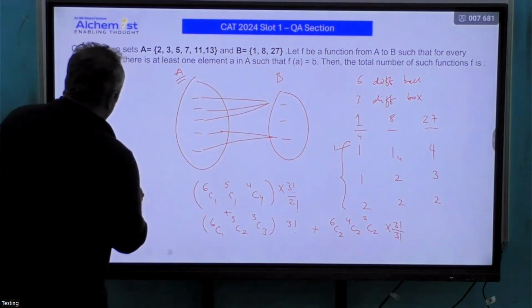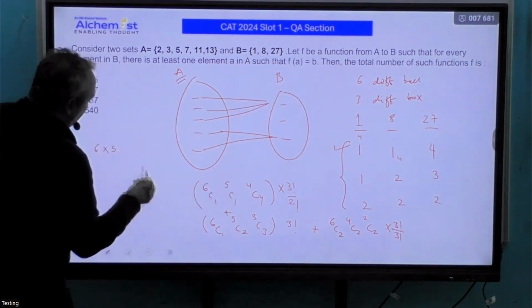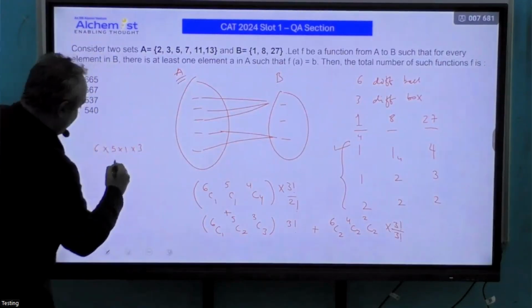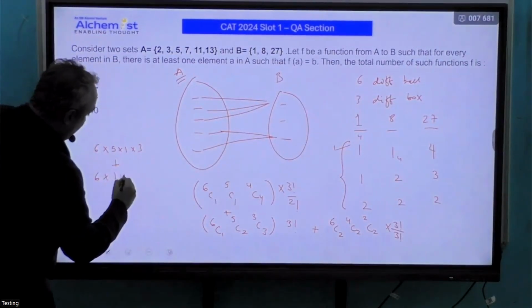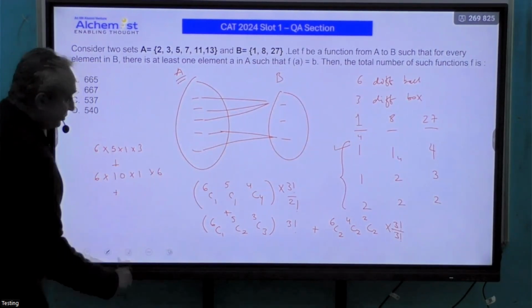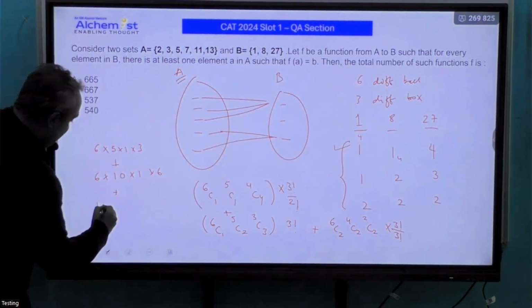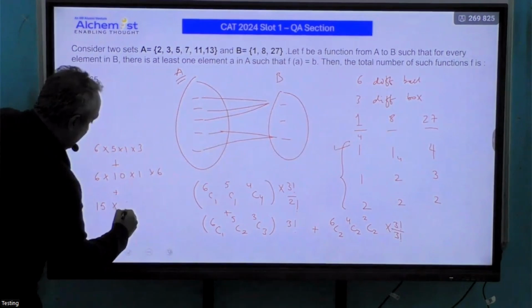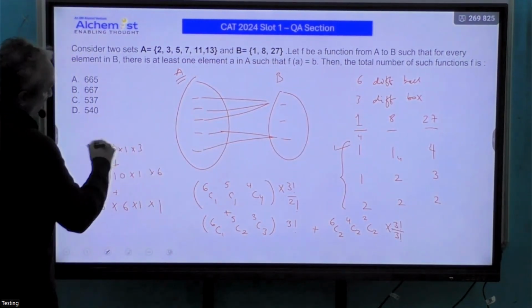So 6C1 is 6 into 5. Last one is always 1. So I need not worry. Into 3 plus 6 into 5C2 is 10. Again 1 into 6 plus I get 6 2's are 15. Yeah, and 4C2 is 6. Again into 1 and into 1. I just need to add them up. So let's just do this.